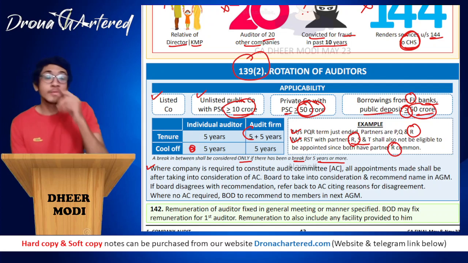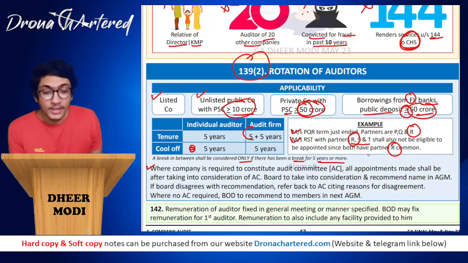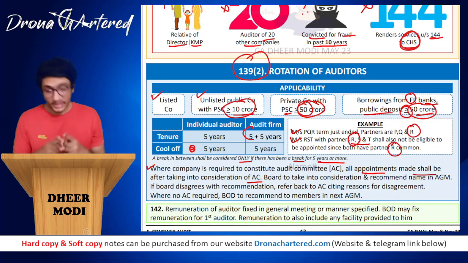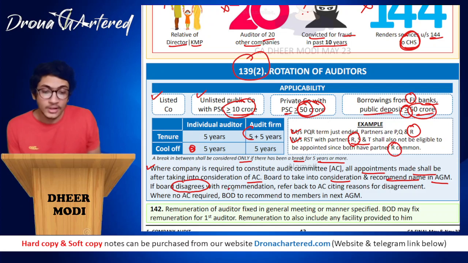So if they come under the limits where you have to set up an audit committee, in such a case all appointments made shall be after taking into consideration the audit committee's recommendation. The Board is to take it into consideration and recommend the name in your annual general meeting. If the board disagrees with the recommendation, then you will refer it back to the audit committee citing reasons for disagreement, because the audit committee will also give some recommendation.